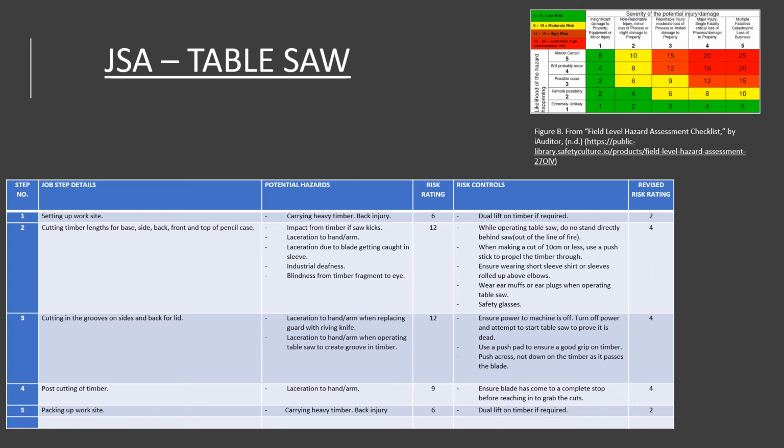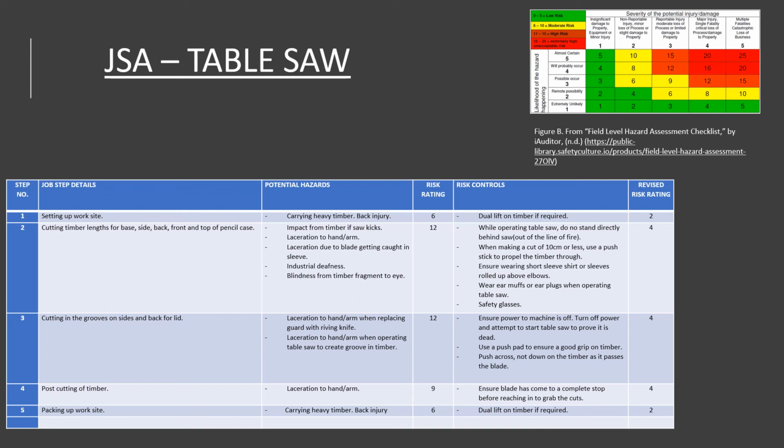Controls: while operating the table saw, do not stand directly behind the saw, stand out of the line of fire. When making a cut of 10 centimeters or less, use a push stick to propel the timber through. Ensure you're wearing a short sleeve shirt or sleeves rolled up above the elbows. Wear earmuffs or earplugs when operating the table saw, and wear safety glasses. Revised risk rating of 4.